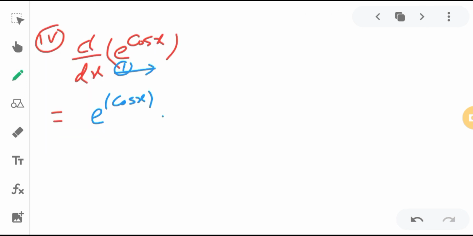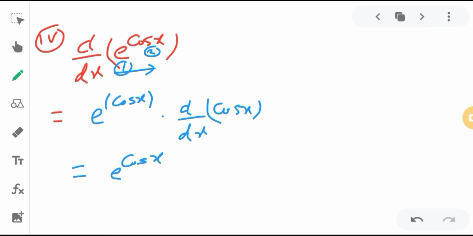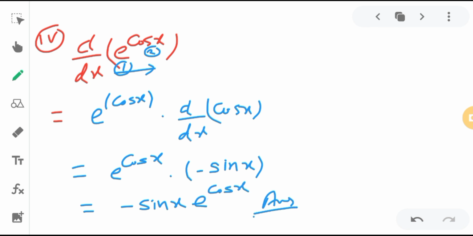Then the second function is cos x. So I will take the derivative of cos x with respect to x. The derivative of cos x is minus of sin x. This is a direct formula. Okay, so the answer will be minus sin x into e to the power cos x. This will be our answer.